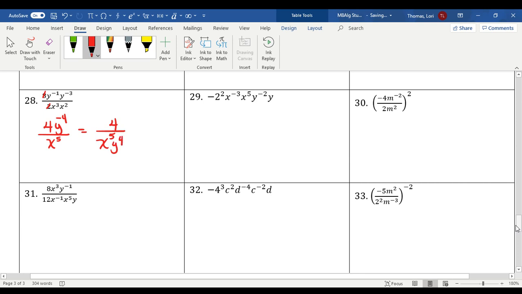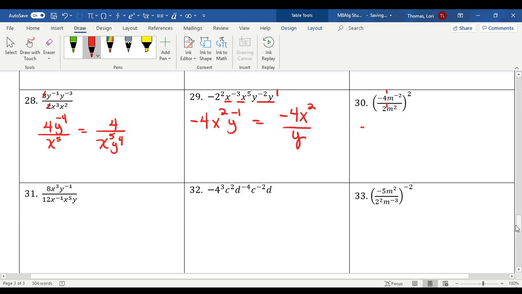29. We have negative 2, and the negative is not part of the exponent, so it's negative 2 squared, which is 4. We're going to use the product rule here and get x squared, and we're going to use the product rule with the y's and get y to the negative 1. We have negative 4 times x squared, and this factor has a negative exponent, so we're going to reciprocate that to the denominator. Number 30, I'm going to write in all my understood exponents.